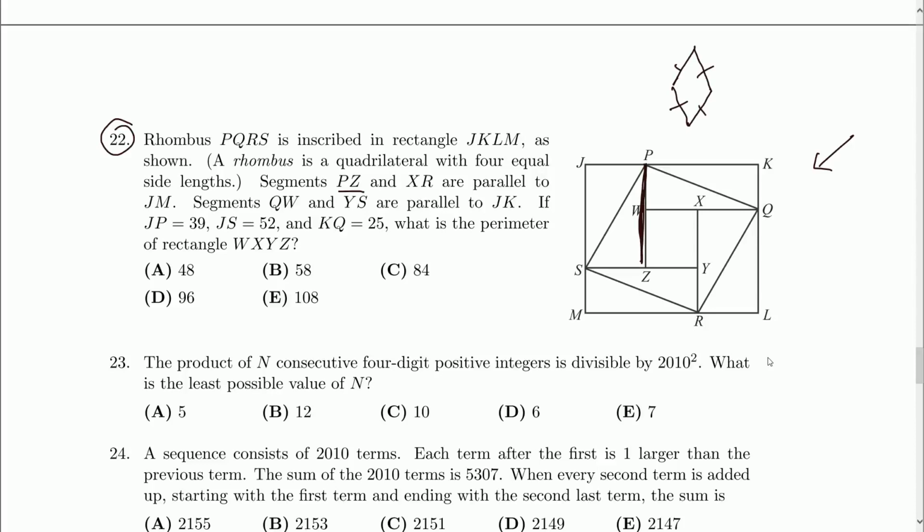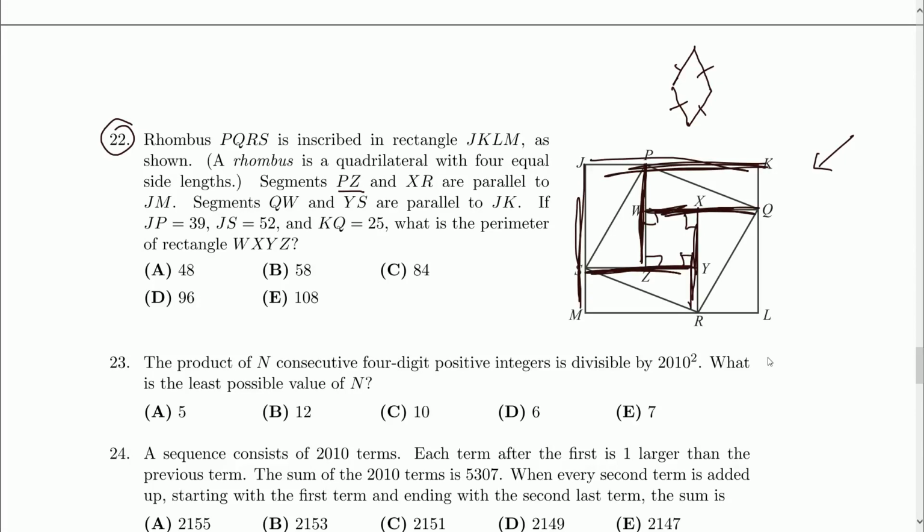Segments PZ and XR are parallel to JM. Okay, where did Z come from? Segments QW and SY are parallel to JK. Okay, so these are parallel to the sides of my rectangle, which means they will form right angles with one another. It's kind of nifty.